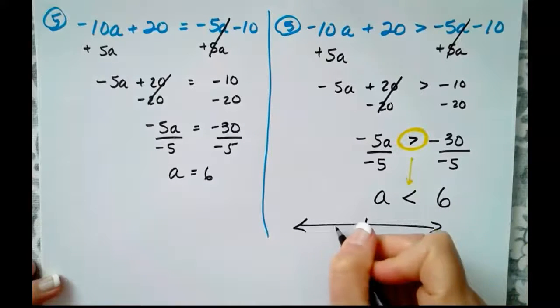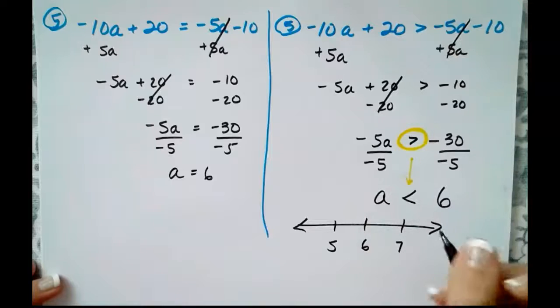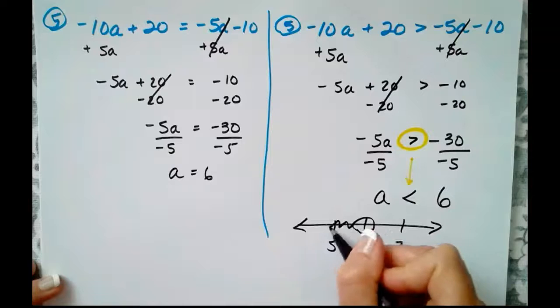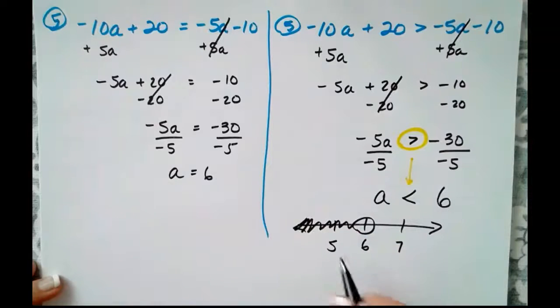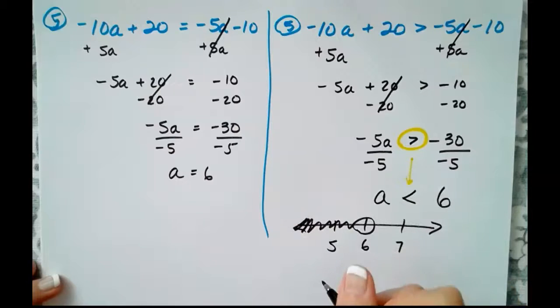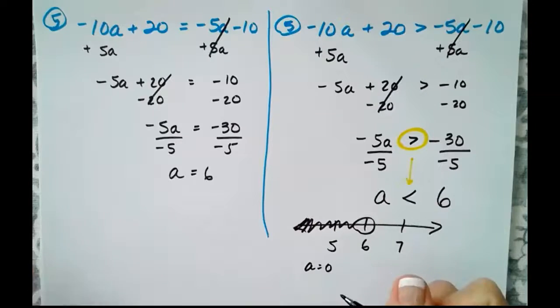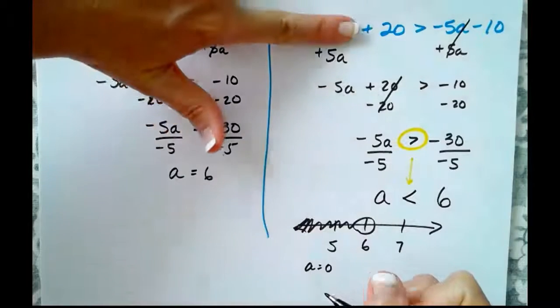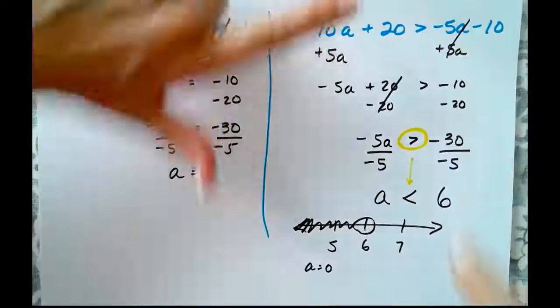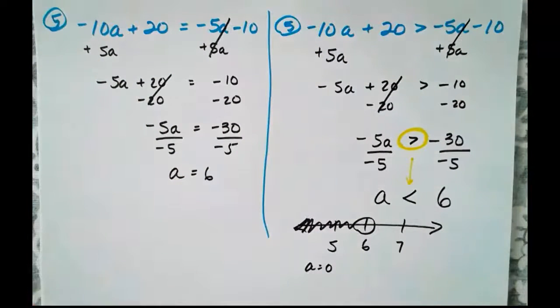And here's 6. Let's put 5 over here, 7 over here. This is strictly less than. It is an open circle. We shade to the left. Let's plug in 0 because 4, 3, 2, 1, 0. 0 is in the solution set. If we let a equal 0, then it takes out that term and that term. And is positive 20 greater than negative 10? Yes. So our solution set is confirmed.